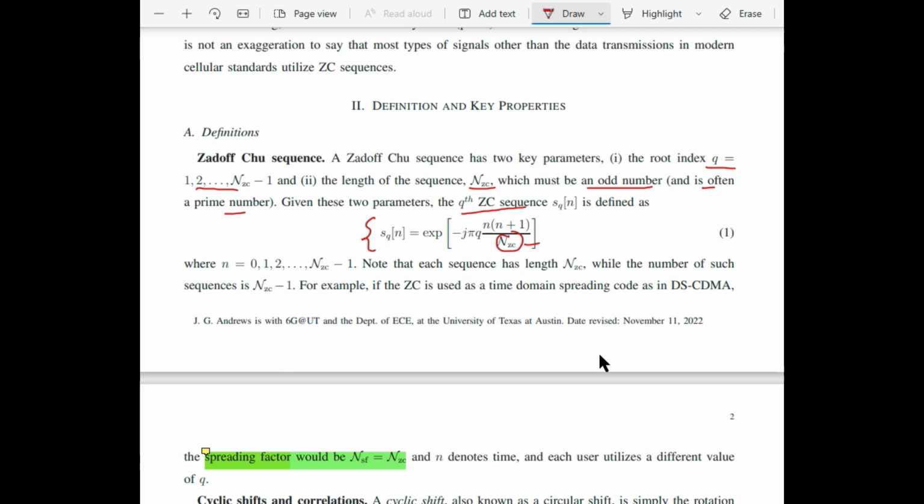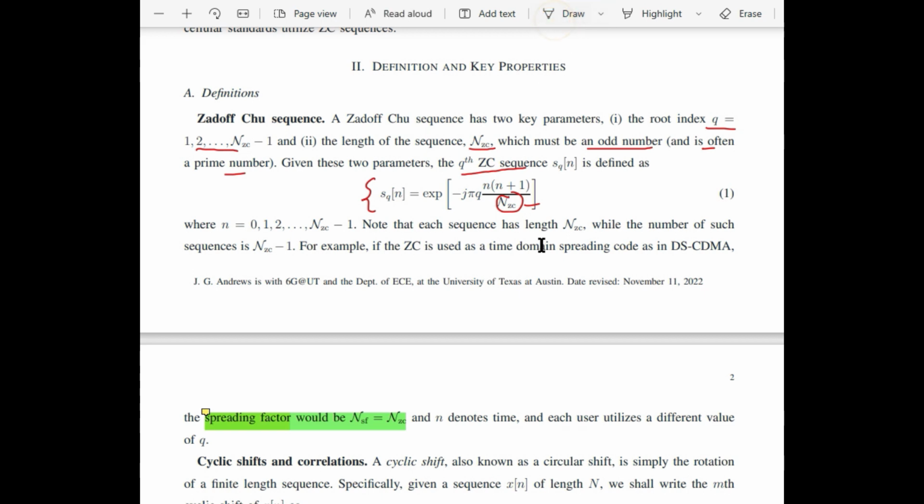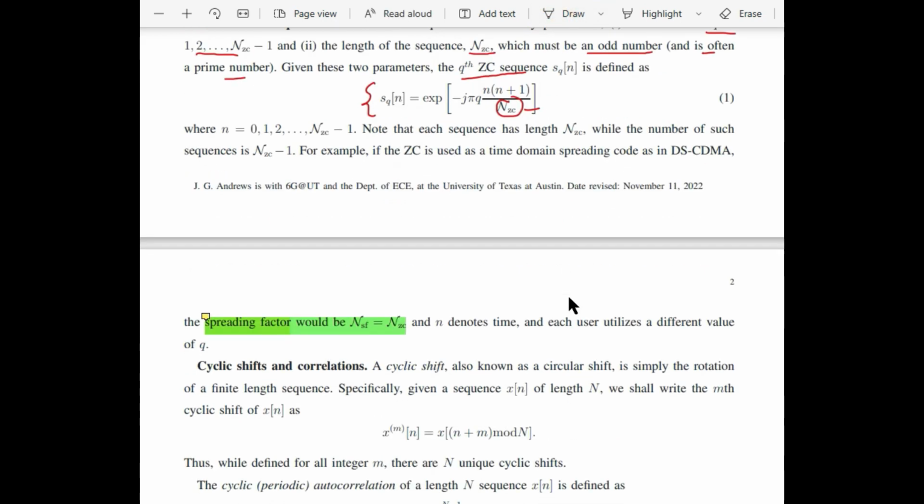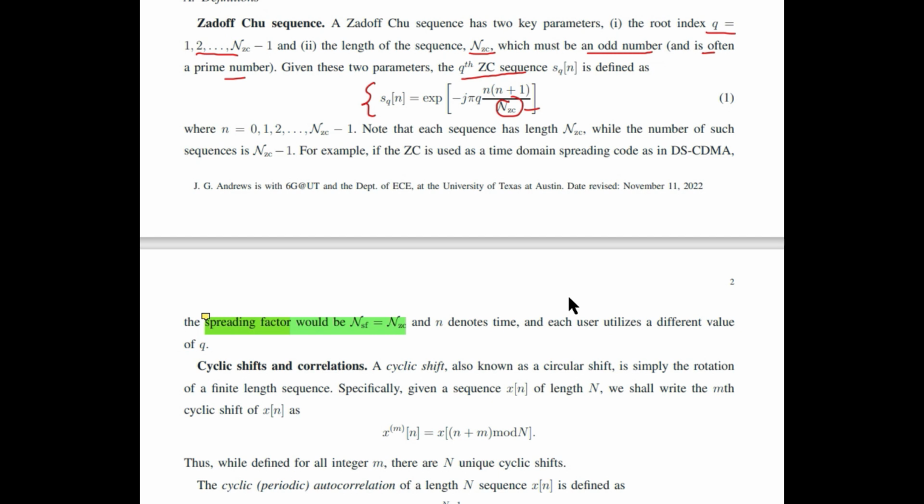And for example, if a ZC sequence is used in a time domain spreading code in DS-CDM है। DS-CDM मतलब direct sequence code division multiplexing. And a spreading factor, the spreading factor is nothing but, in a digital communication.